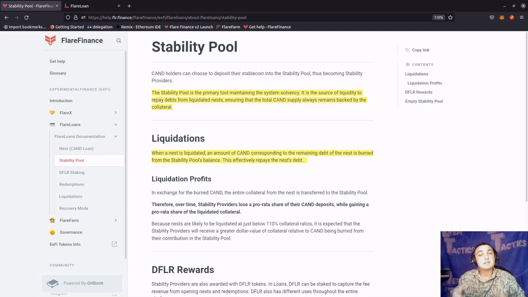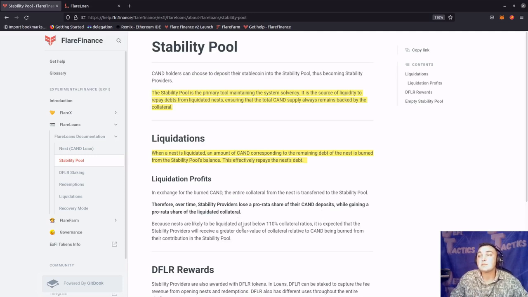So those of you that have participated in the stability pool have realized that the initial balance you deposited of Canary Dollar has probably decreased since you initially put it in. This is because that Canary Dollar is being burned to repay that bad debt, or that liquidated nest or debt position. In exchange for the burned Canary Dollar, the entire collateral from the nest is transferred to the stability pool. Therefore, over time, stability providers lose a pro rata share of their Canary Dollar deposits while gaining a pro rata share of the liquidated collateral.